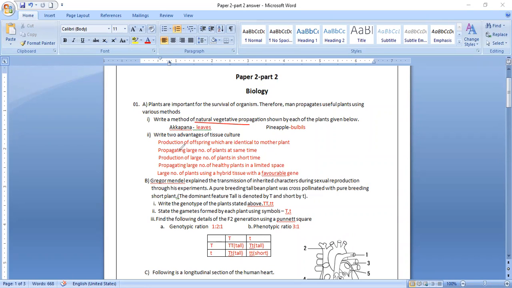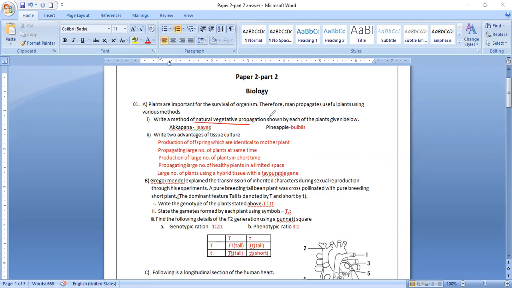So they have given Akapana. Akapana, they propagate through their leaves. If you are telling in Tamil, that is Sadai Karacha, in Sinhala Akapana. So that is done by leaves. Then pineapple, that is done by the bulbils.